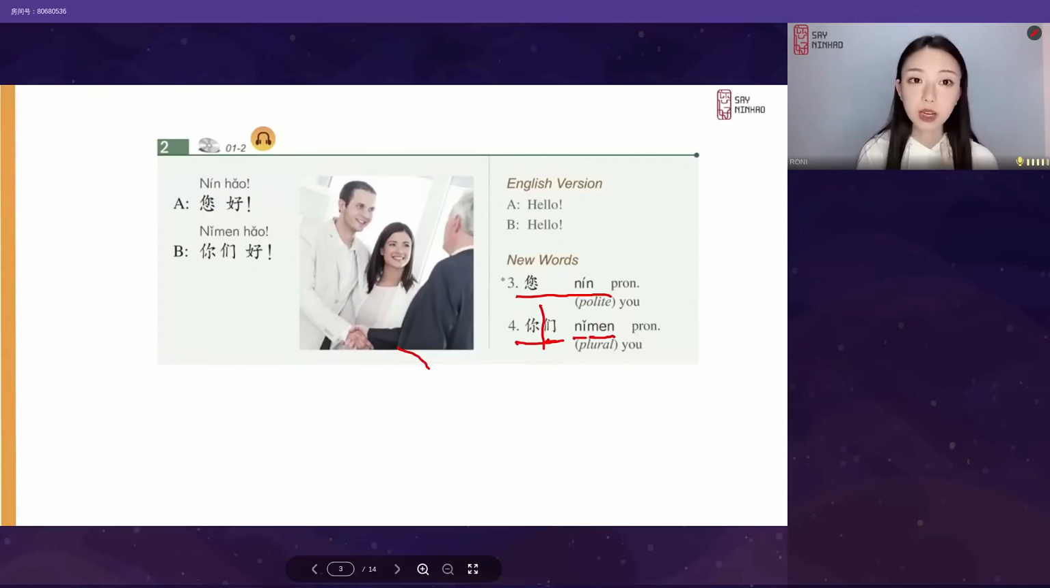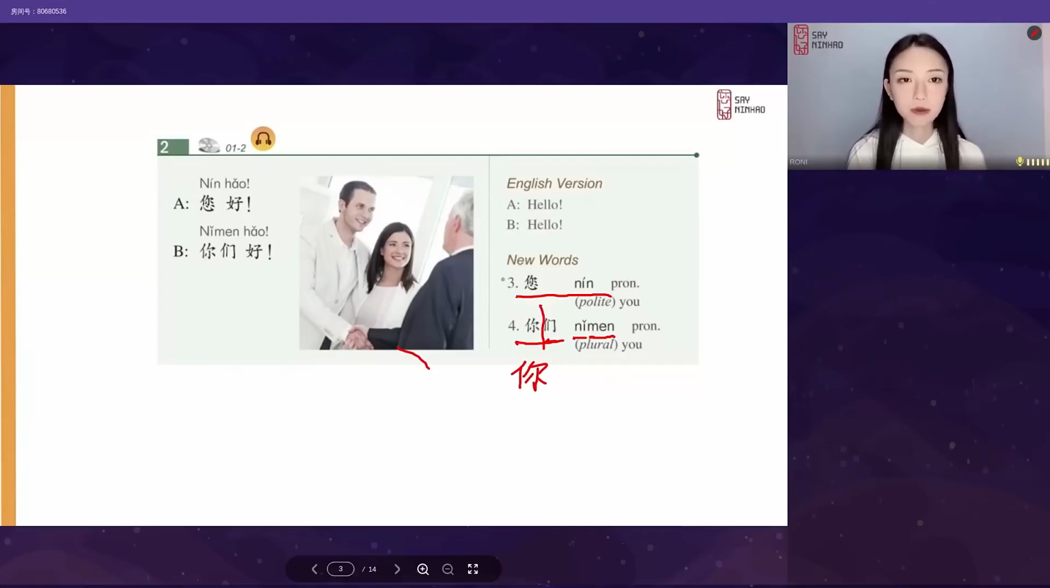Okay, so read after me, please. 你们. It means you, but plural. And only 你 means you, but singular, right? So 你们 plural, 你 singular. Okay, 你们 and 您. Now let's move on to our text.